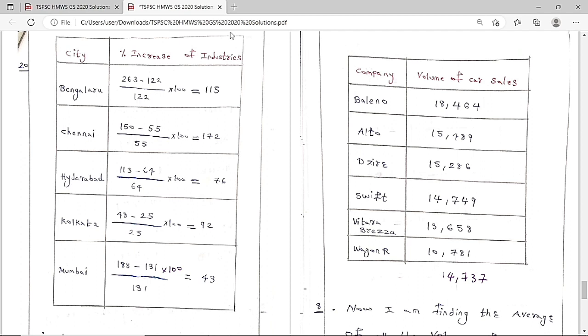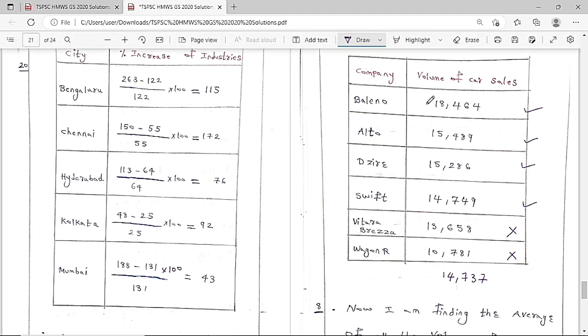Now this is greater than this value, so yes, it is true. This is also greater, so this is also true. This is also greater than this value, so this is also true. And this is 749 and this is 737, yes, this is also true. Whereas this is lesser than this value, so this is wrong. This is also lesser, so this is also wrong. Only 4 car companies have sales greater than the average.